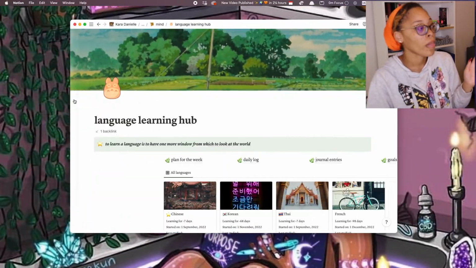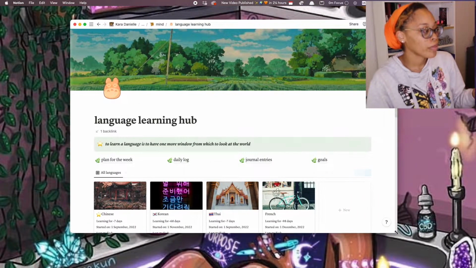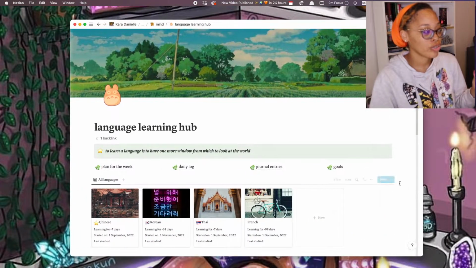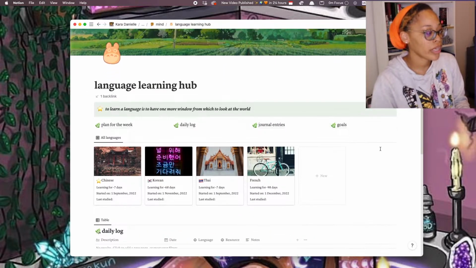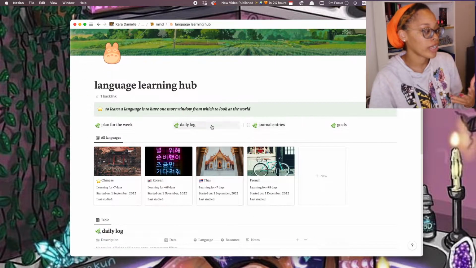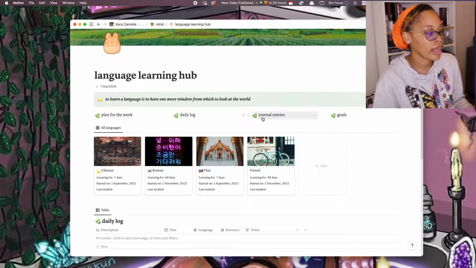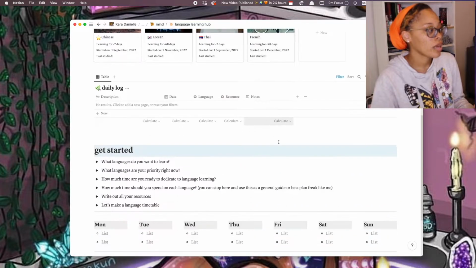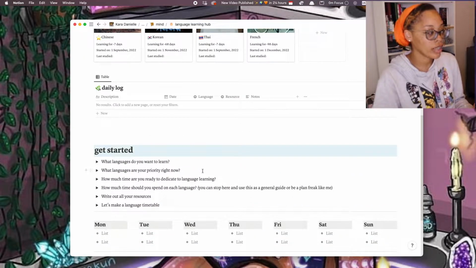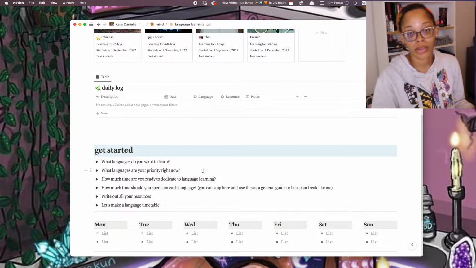Okay, so you have the plan for the week, daily log, journal entries, goals, and then of course you have all the languages you want to learn. You have your daily log, you have your getting started, which is what we'll do here, and then I might do the goals here, life goals, 2026 months goals. So I might just do the get started with me and then the goals, and then we'll talk about the different languages. Sounds great? Sounds fair?